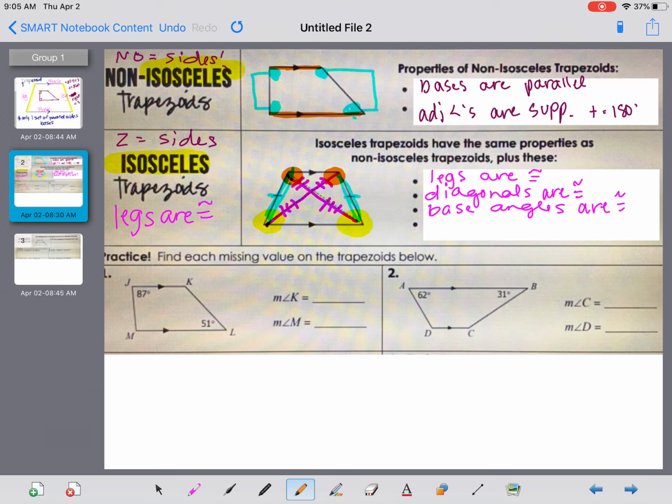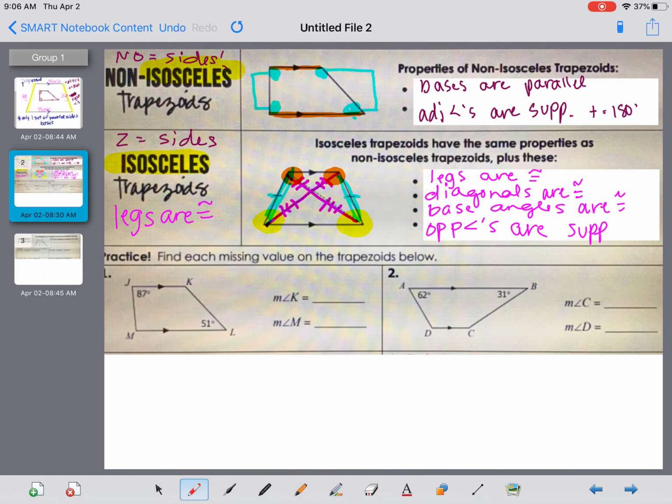And then the last thing is that we still know that adjacent angles are supplementary, like the top and bottom angle are supplementary, okay? But opposite angles are also supplementary.